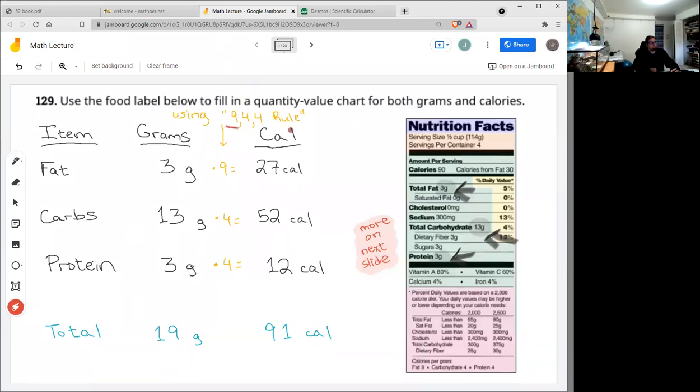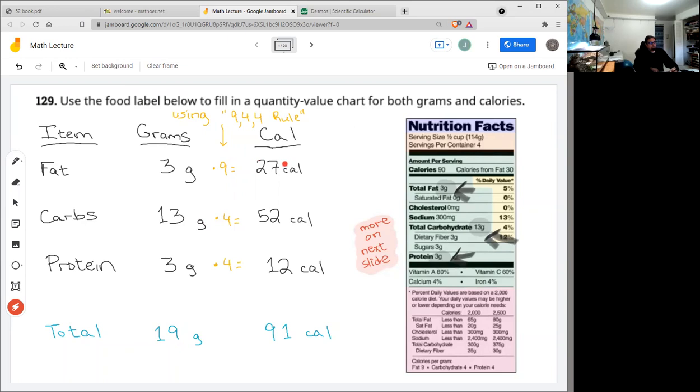First, there's this thing called the 9-4-4 rule, which says that if you have 1 gram of fat, that's 9 calories. Whereas carbs and protein, which is everything else we eat, has 4 calories per gram. So you get more energy. Calorie is a measure of energy, out of fat than out of other things.